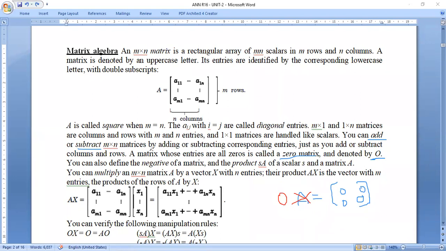Is it clear? Next, you can also define a negative matrix. A negative matrix means the entries of the particular matrix are negative. Such a kind of matrix is called a negative matrix. Not only that, you may calculate the product of a particular matrix with a scalar value. For example, if the scalar value is 2, and here you have a matrix with some entries, 2, 3, 1, 1, 6.